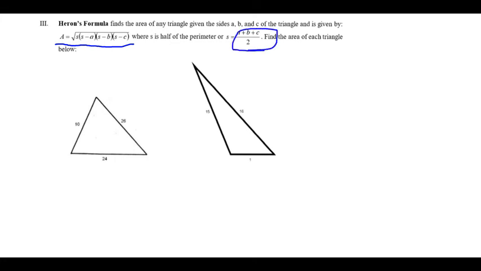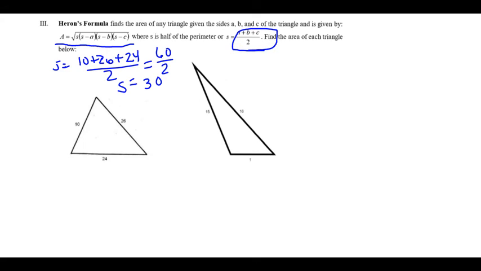So we're going to start off here with our triangle. We have sides 10, 26, and 24. So first we need to find S by doing 10 plus 26 plus 24 and divide it by 2. So 10 plus 26 plus 24 equals 60. And 60 divided by 2 equals 30. So S equals 30. So I'll plug it into my formula.